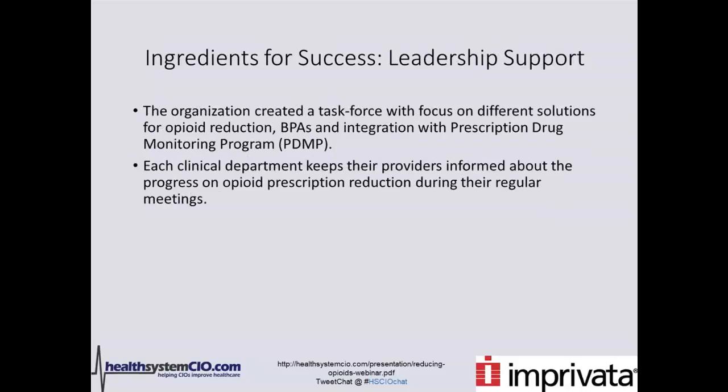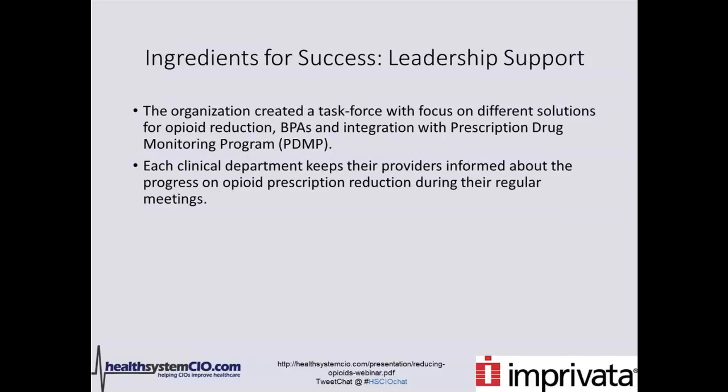So the other factor is the leadership support. We formed in our organization a task force who oversees all the different initiatives, not just IT, but also non-IT initiatives for reduction of the opioid prescriptions. But we made a significant impact compared to other types of initiatives in this task force.